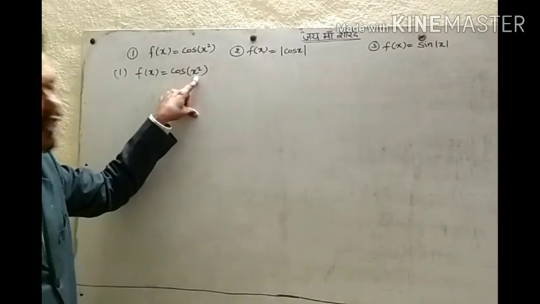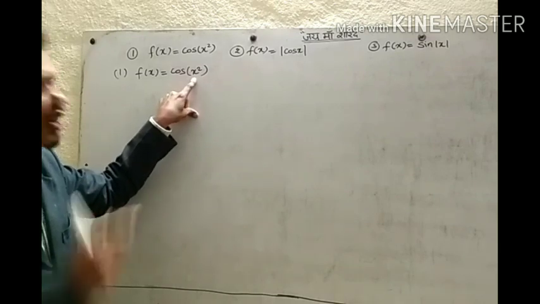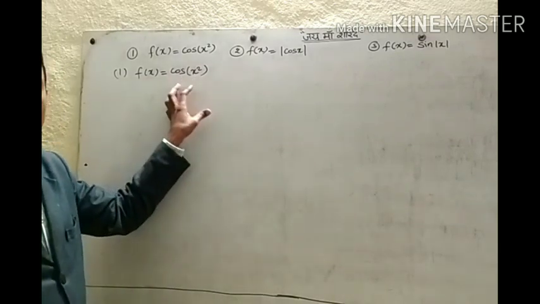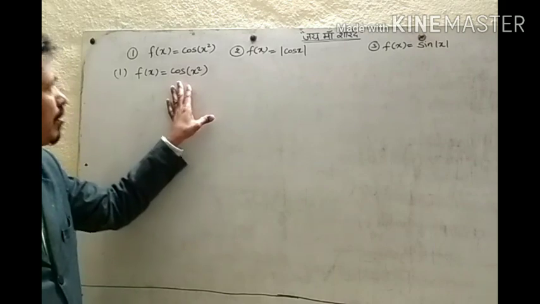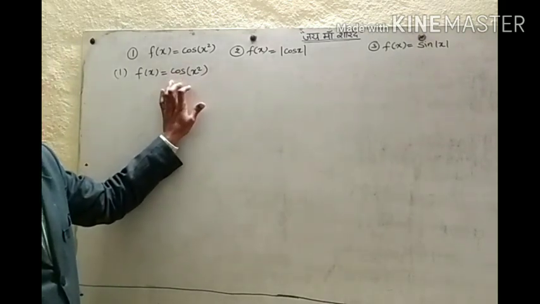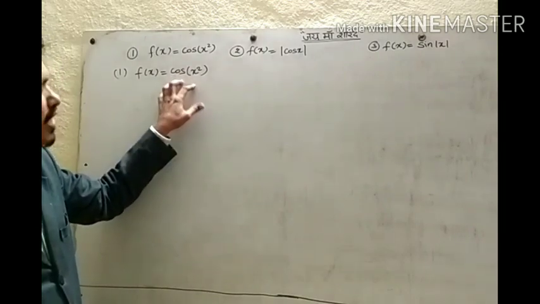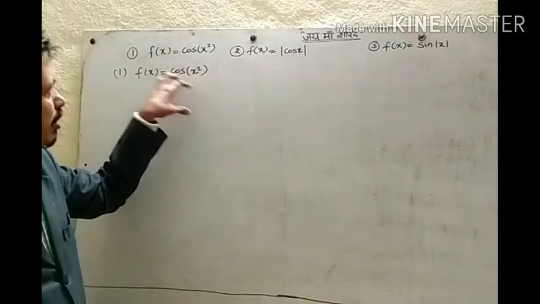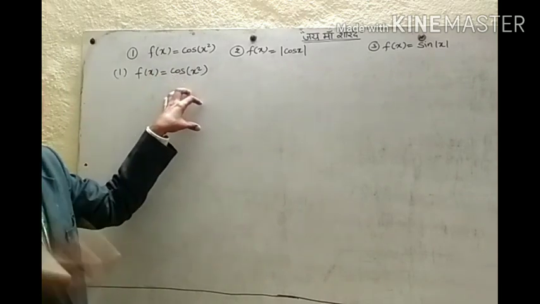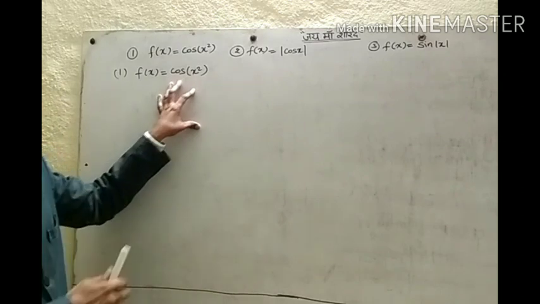x square itself is a function of x, and cos x square is a function of x square, and x square is a function of x. So this type of function is called a function of function. Means it is a composite function. It is made up of two functions. Okay? So first we'll see which two functions we are getting this function from.